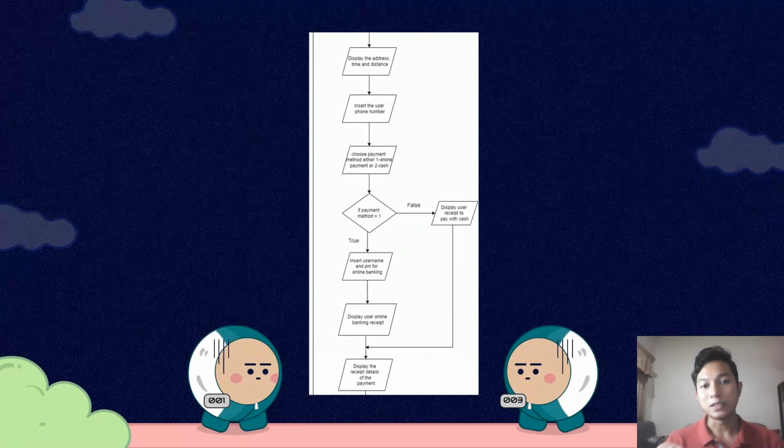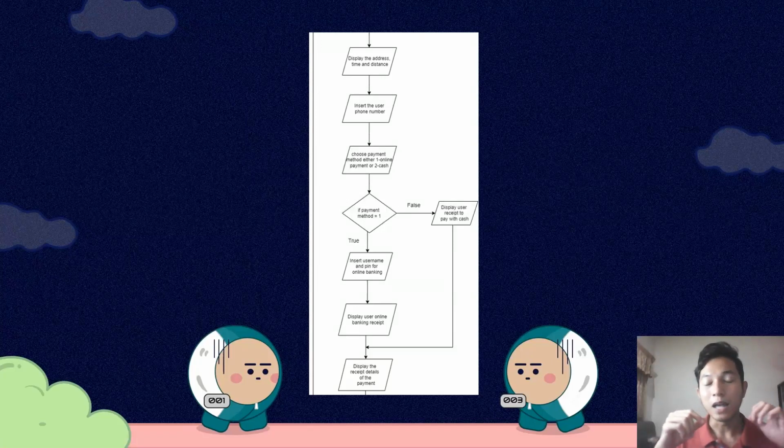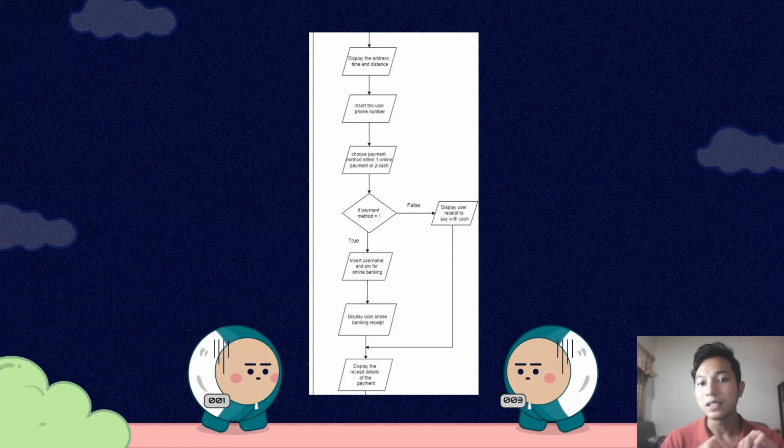And the system will ask the user to insert the username and PIN for the online banking. And then the system will display the user's online banking receipt. But if the user inserts number 2, which is for cash, the selection will be false, and then the system will display the user's receipt to pay with cash. Then the flow will display the receipt details of the payment.